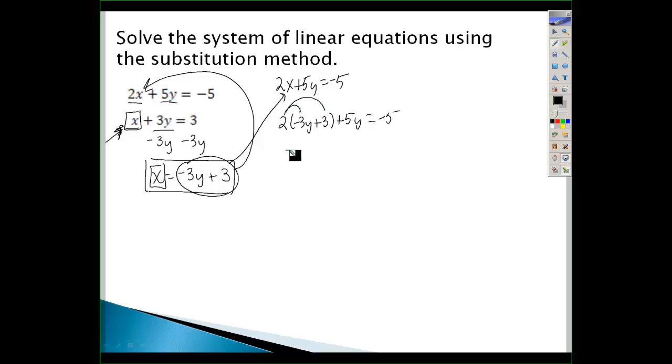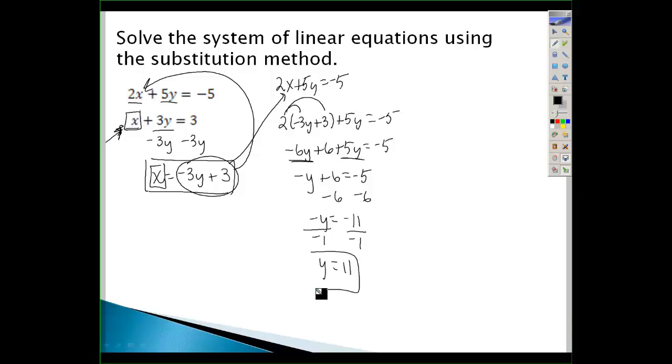So now I do a little distributing, and I'm solving for y. I'm going to say negative 6y and 5y is negative y, plus 6 equals negative 5, minus 6 from both sides. Negative y equals negative 11. Divide by negative 1 or multiply by negative 1. Y equals 11.